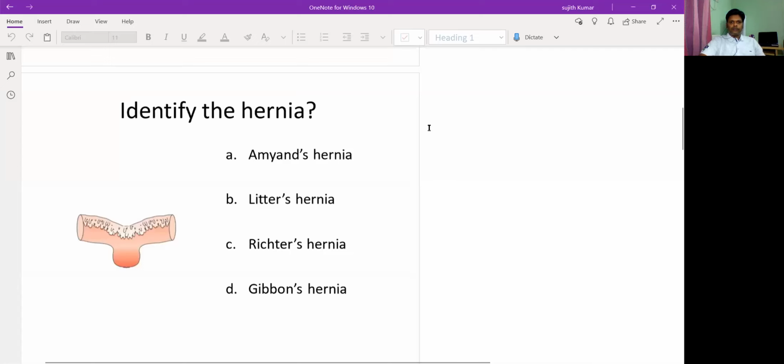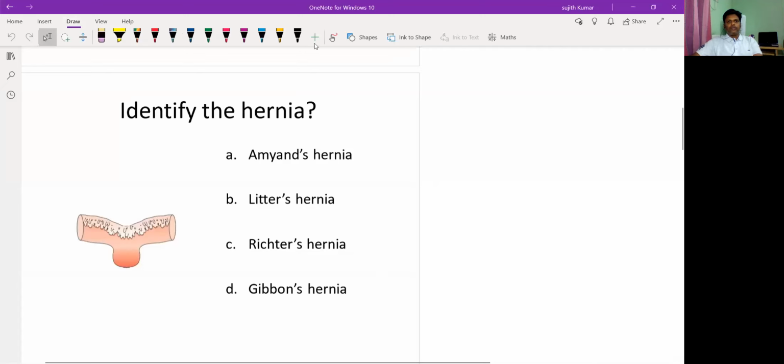Okay, so all of you answered correctly. The answer for this question is Richter's hernia. So what is Richter's hernia? Okay, so this is a Richter's hernia. We'll go for the discussion.